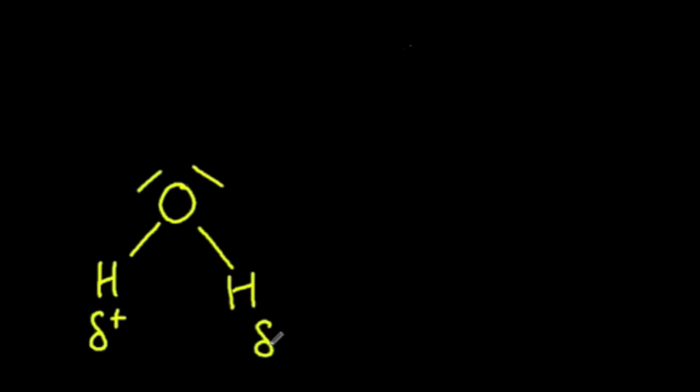So when drawing the structure of water, you want 1 oxygen and 2 hydrogens, and don't forget the lone pairs of electrons, these 2 lines I'm about to put here. So the hydrogens have a small positive charge, delta positive, and the oxygen a small negative charge, delta negative. The bond between the oxygen and the hydrogen is referred to as a polar covalent bond.